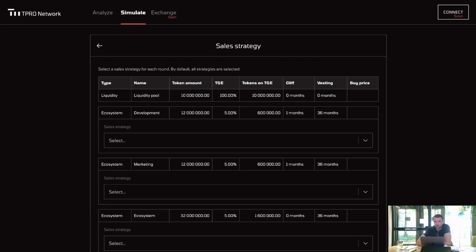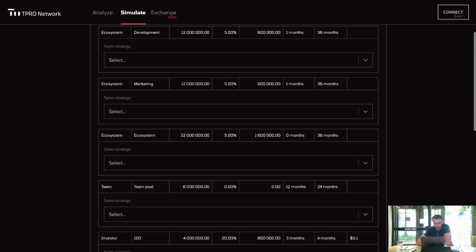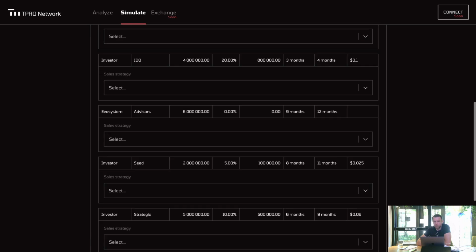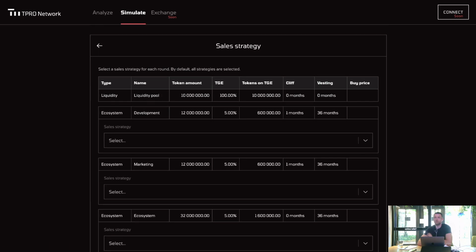So sales strategy, what is it? It's basically where we are saying, okay, you have these different rounds, right? Like marketing, ecosystem, team, IDO, advisor, seed, strategic, and private round. So this is all of the rounds that you have on your primary market. So all of the people that are going to receive the token on the primary market are not going to buy them on the secondary market. They are going to buy it before, or receive it before the token is even in circulation, either in exchange for money or services, or by just being a team member, right?